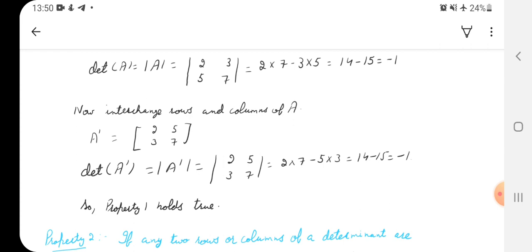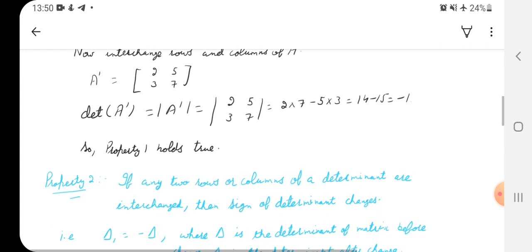So the determinant of A dash will be what? Determinant of 2, 5, 3 and 7. So now multiplication of main diagonal elements, subtracting the multiplication of the other diagonal elements, right? So 2 into 7 minus 5 into 3. So we will get 14 minus 15, which will be minus 1. So property 1 holds true.